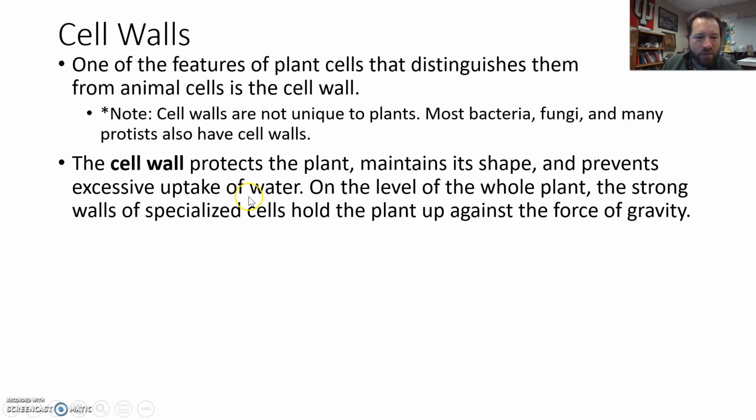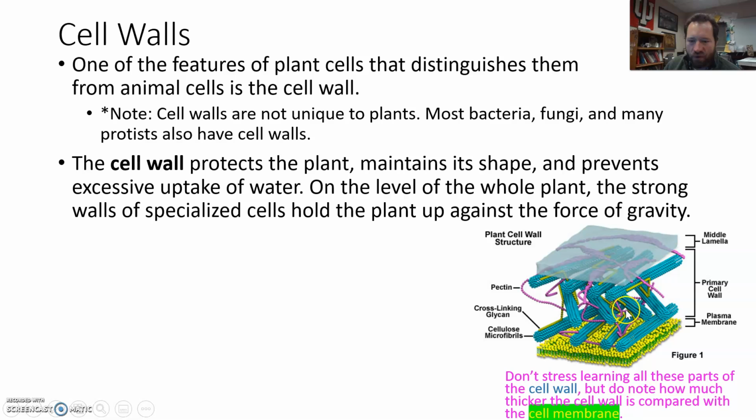So the purpose of the cell wall is to protect the plant, maintain its shape, give it structure. That's how trees are so large and able to stand up and have that hard bark. They prevent the excessive uptake of water. So we talked about that when we looked at osmosis. Plant cells can absorb water without bursting like animal cells will because of that rigid cell wall surrounding the cell.